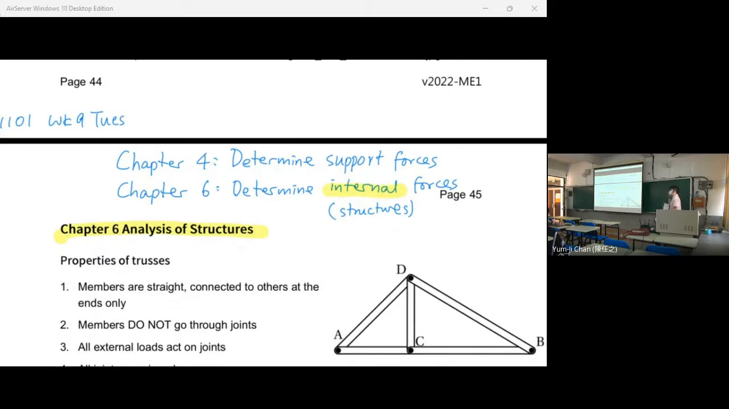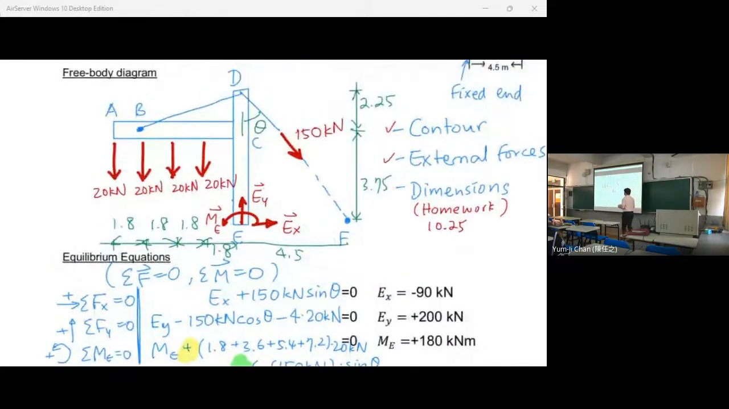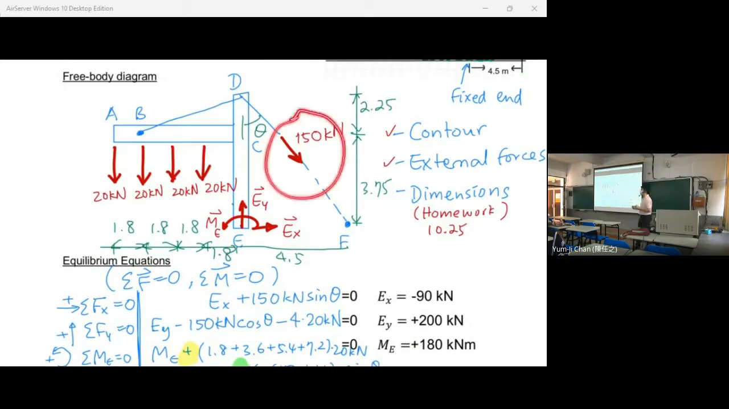So in chapter 4, we always say in a free-body diagram, we only have external forces, right? Let me go to the thing in front for a minute. In this frame that we only determine in the free-body diagram, we only draw external forces. These external forces and internal forces, we do not put forces on them.